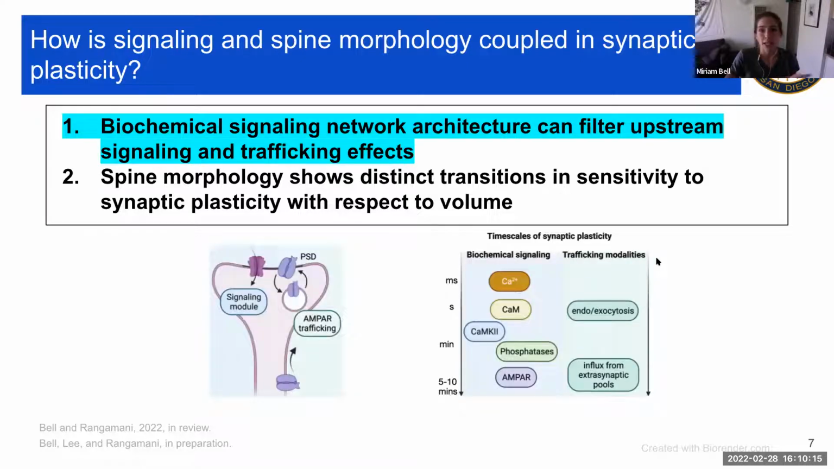Okay, so today I'm going to be focusing on this first question of biochemical complexity and trafficking. There are various signaling species involved in the signaling cascade that leads to changes in AMPAR at the PSD. And these species span a fairly wide range of timescales, as do the different trafficking effects, as you can see here. So the question we wanted to address was, how does the choice of CAMK2 model influence the potential signaling propagation and signal integration across these different timescales?